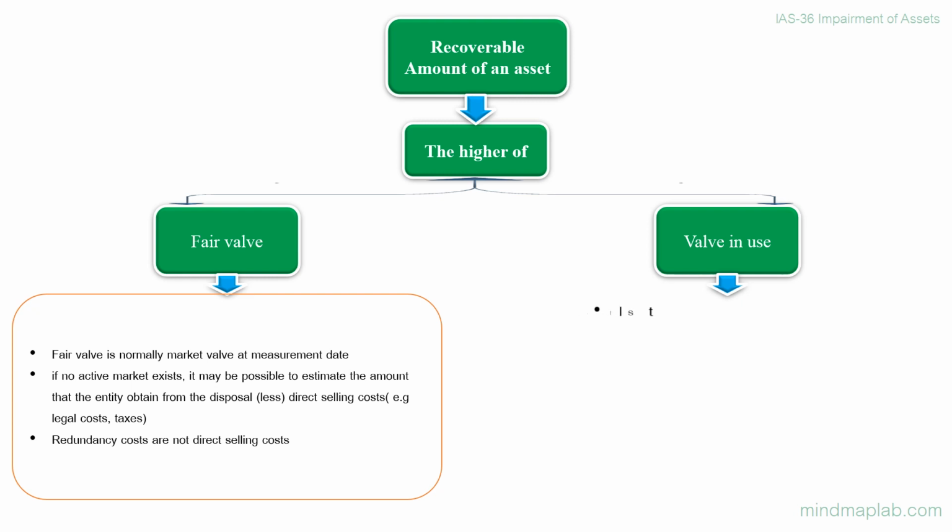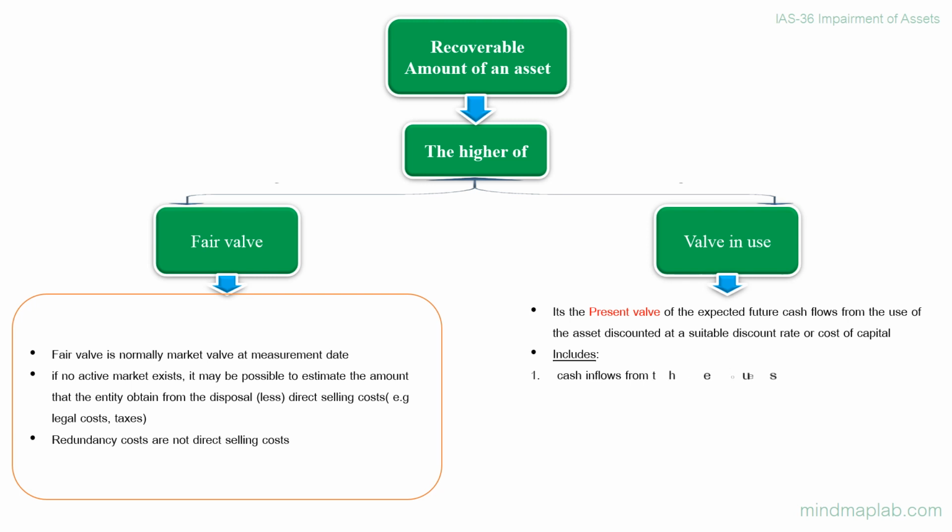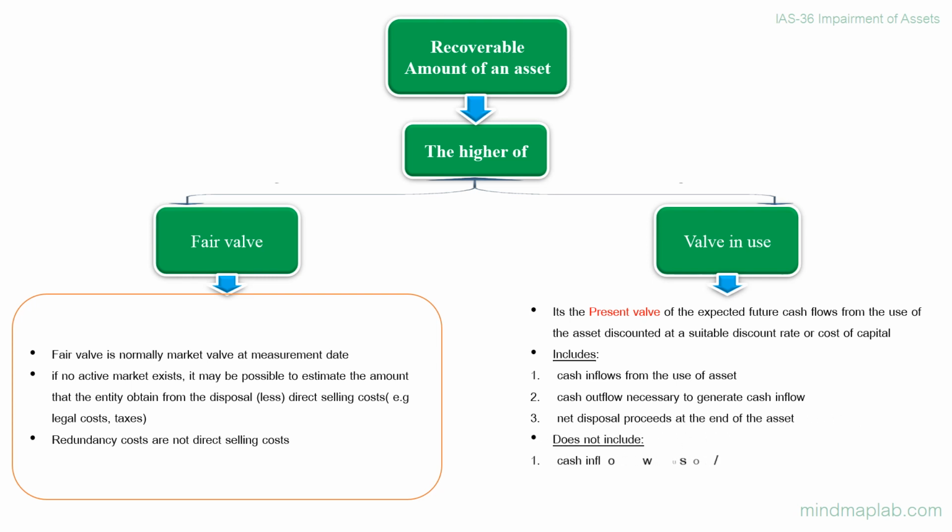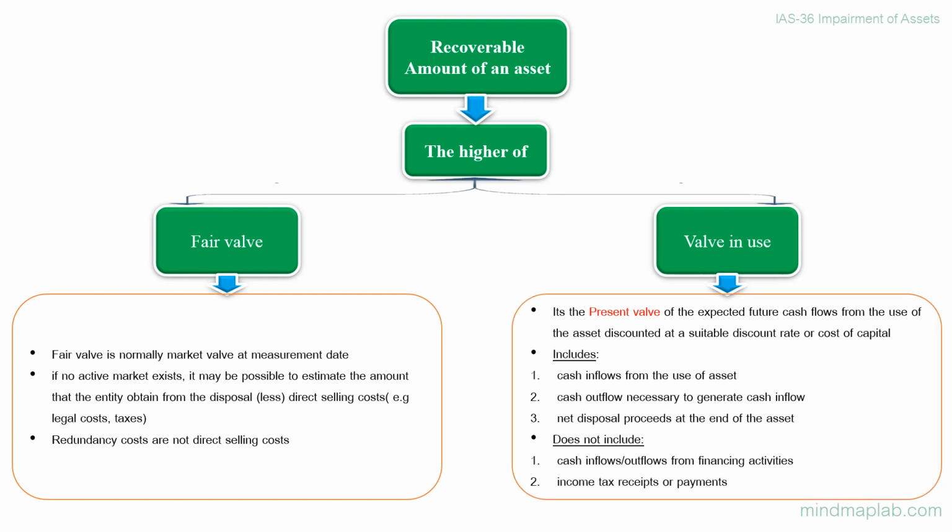Value in use. It's the present value of the expected future cash flows from the use of the asset discounted at a suitable discount rate or cost of capital. And includes cash inflows from the use of the asset, cash outflows necessary to generate cash inflows, and net disposal proceeds at the end of the asset's life. It does not include cash inflows or outflows from financing activities, income tax receipts or payments.